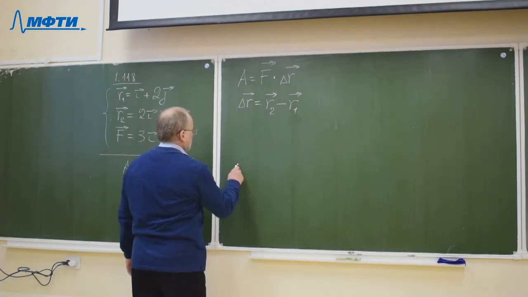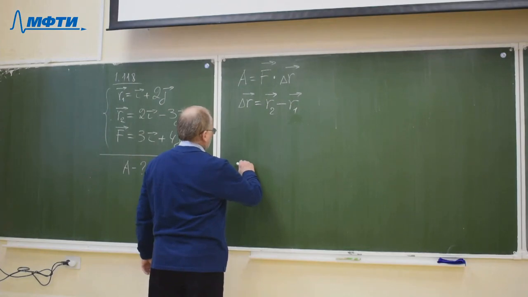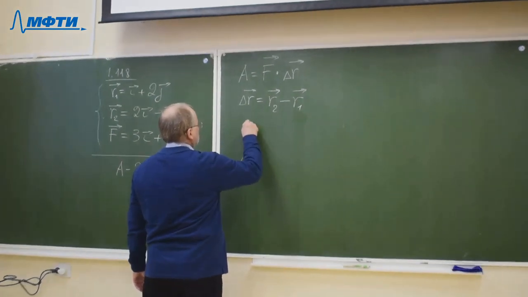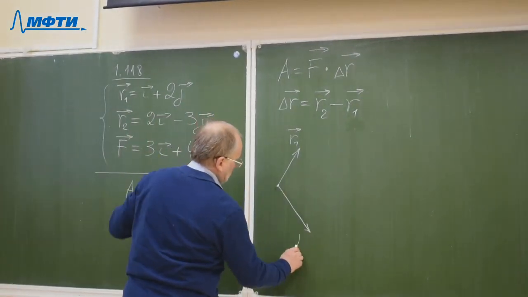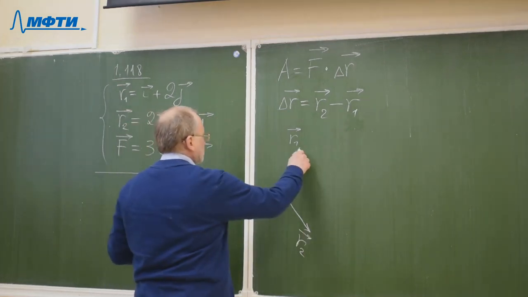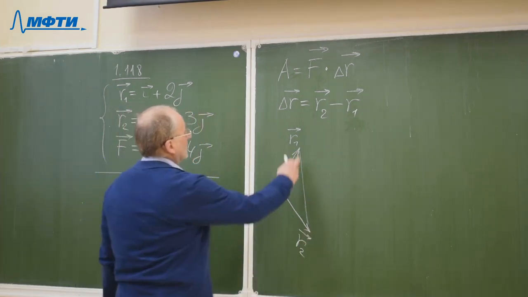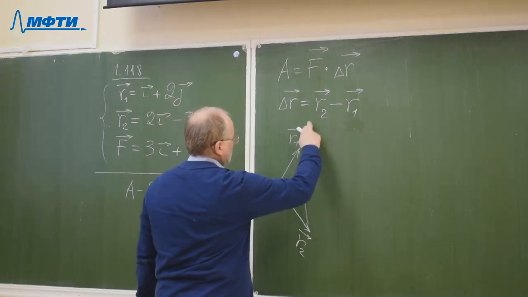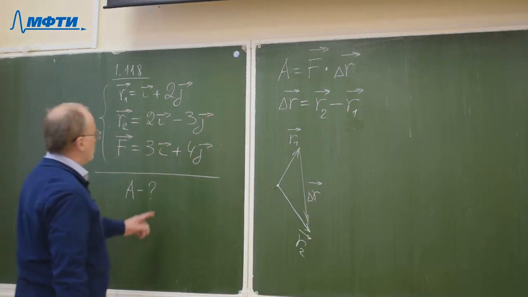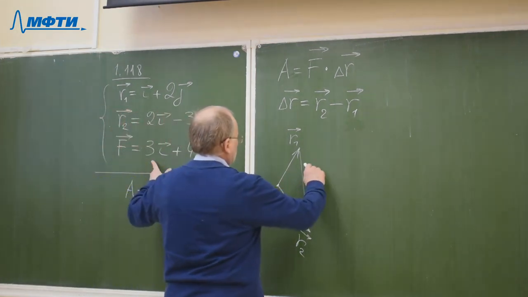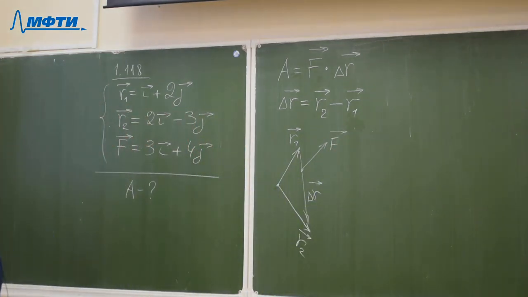So we have some origin of the reference frame, and there is vector R1, and there is vector R2, and the particle moves in this direction, so that delta R plus R1 equals R2. So this is delta R. And during this motion, some force was acting on the particle, and therefore there was some work.